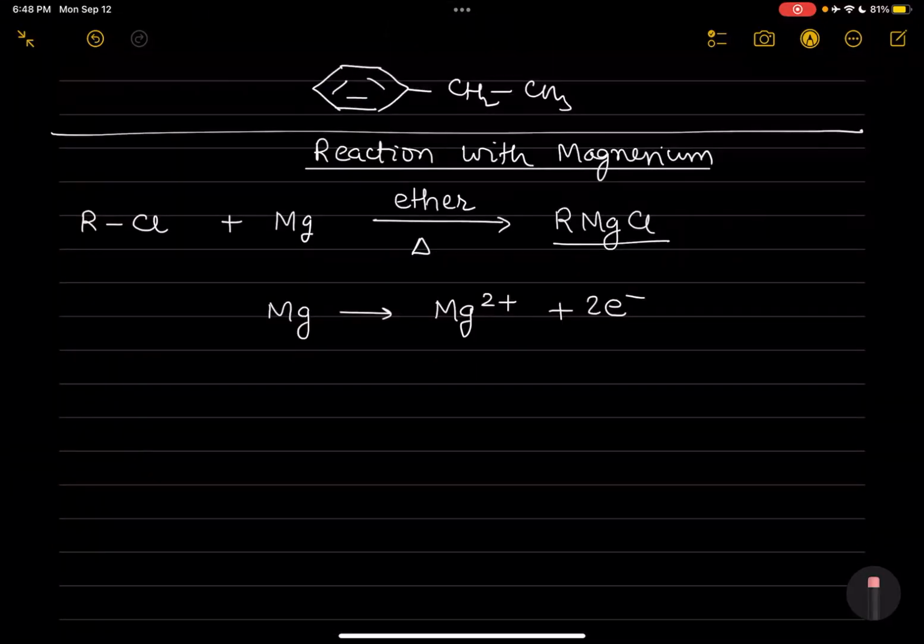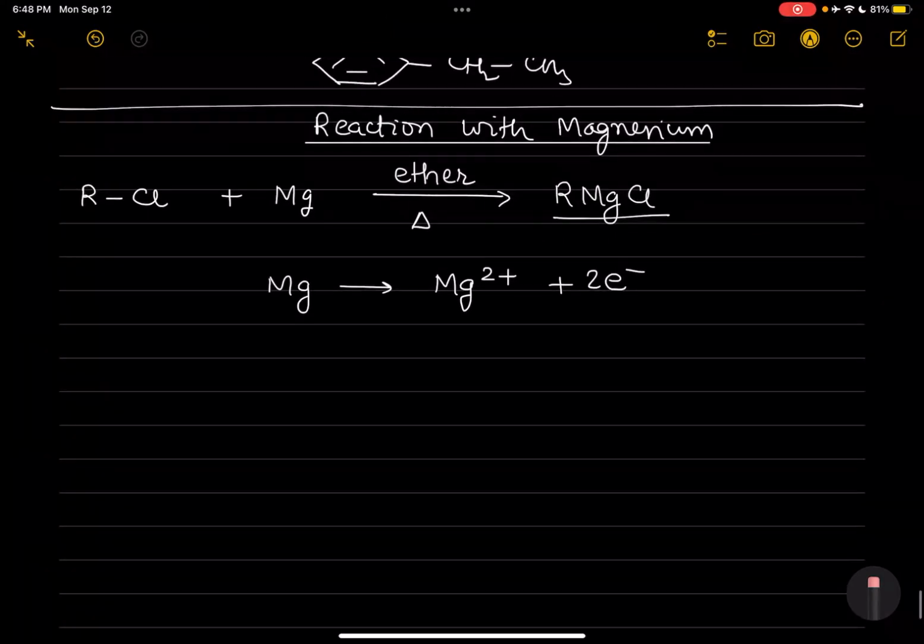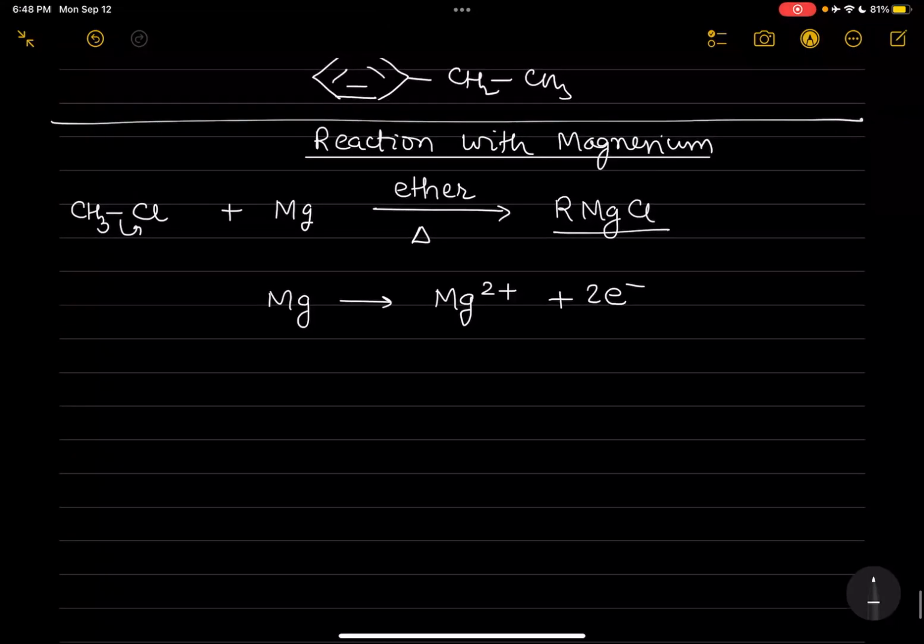And this RCl, suppose you want to break this alkyl halide. Suppose it is CH3Cl or ethyl chloride; it can be any R. How will you break this R and Cl bond? Cl is more non-metallic, more electronegative. So you are going to break it as CH3 plus and Cl minus. Clear?